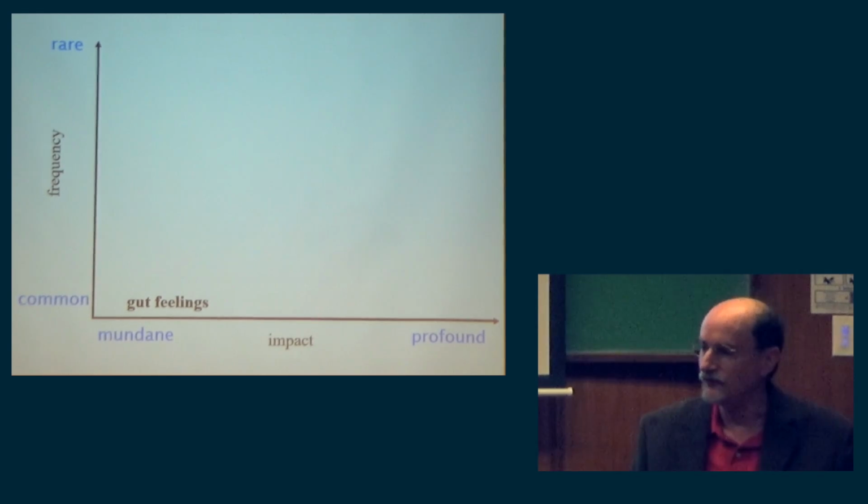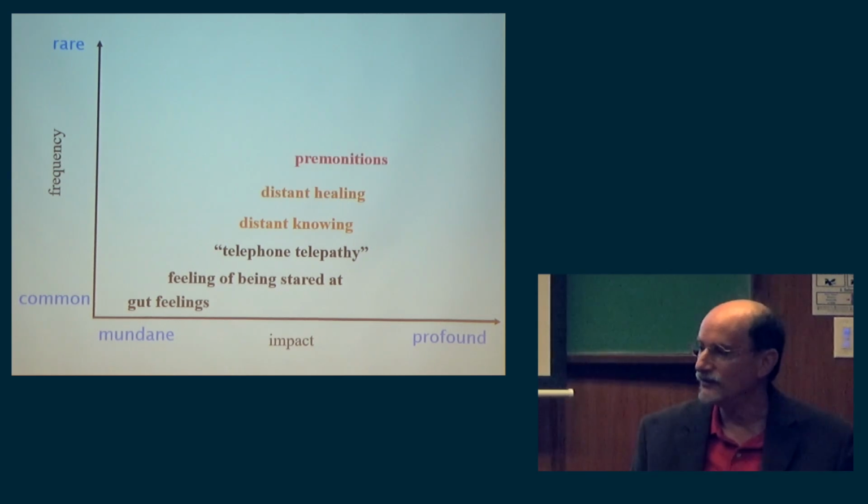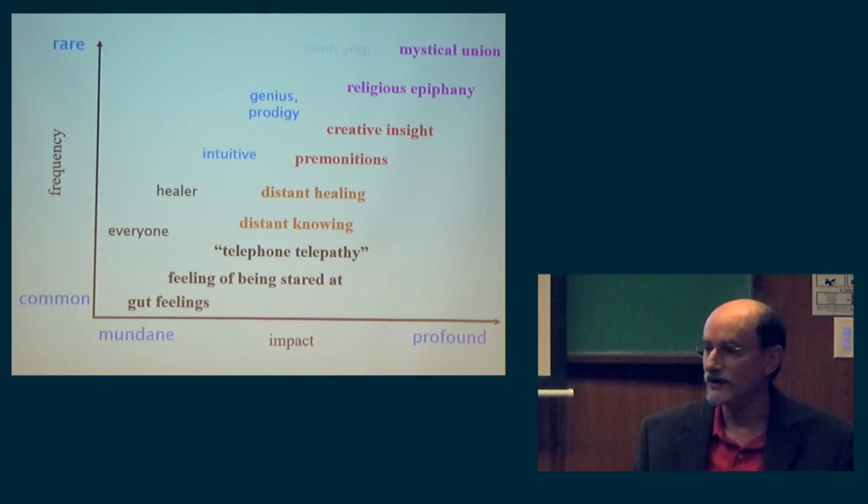So everybody feels gut feelings, feeling of being stared at. Telephone telepathy is when the phone rings and you know who's on the other end before you look at the phone. Distant knowing, distant feeling, premonitions, creative insight, religious epiphany, and somewhere near the top is full-blown mystical union. So who reports these things? At the common and mundane level, basically everybody has these kinds of experiences. But as you move up the scale, we start giving these people names, like healer, intuitive, genius, prodigy, saint, yogi.